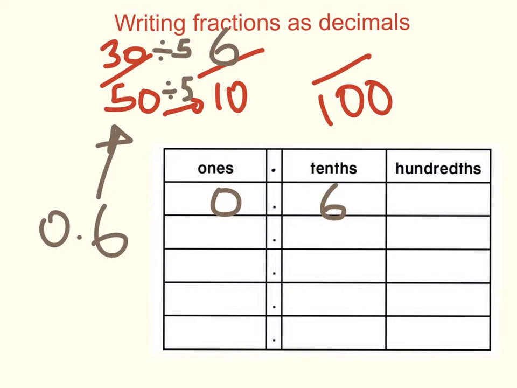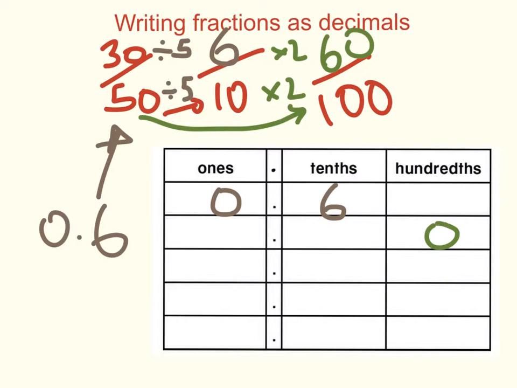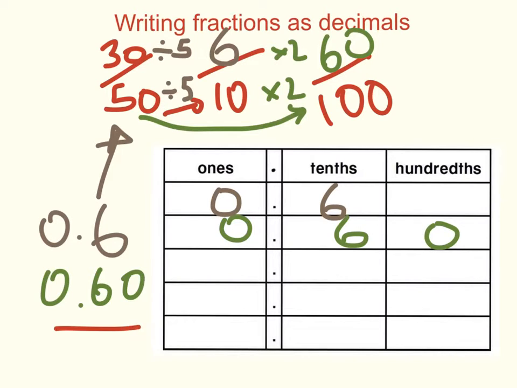However, you could do it another way. How could you go from 50 to 100 in your denominator? You could multiply by 2. So 50 times 2 is 100. So then I have to multiply 30 times 2, which is 60. And if I have 60 hundredths, I write it like this, 60 hundredths. So my decimal is 0.60. What do you notice about these two decimals here? They're equivalent, aren't they? Yeah, they're the exact same thing. Awesome.